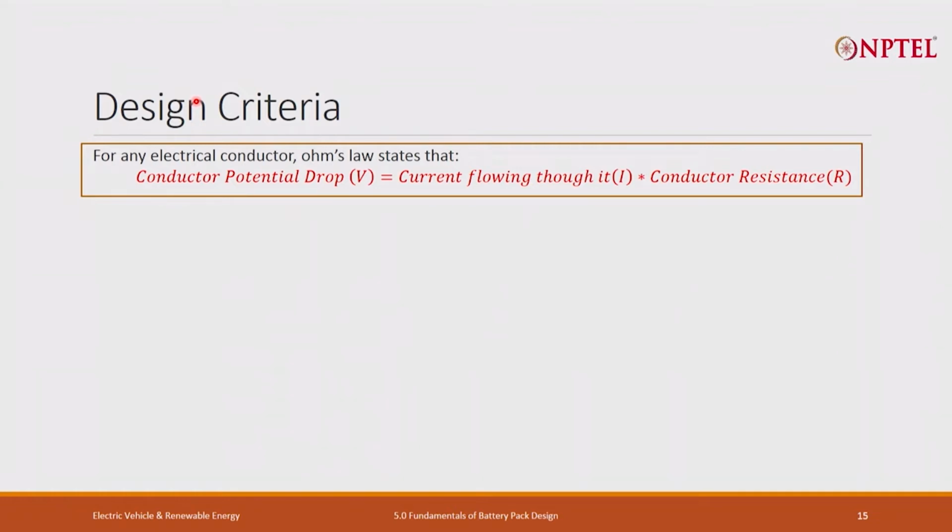The important aspect of that is, whatever the heat generation by the conductor, it should always be less than the capacity of heat removal by natural convection, mostly. So, for any electrical conductor, what Ohm's law says is, the potential drop is nothing but I into R.